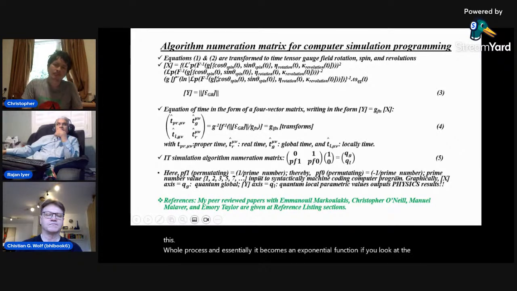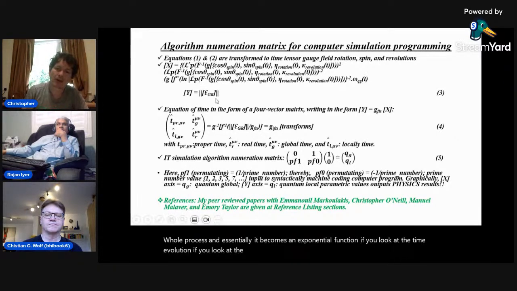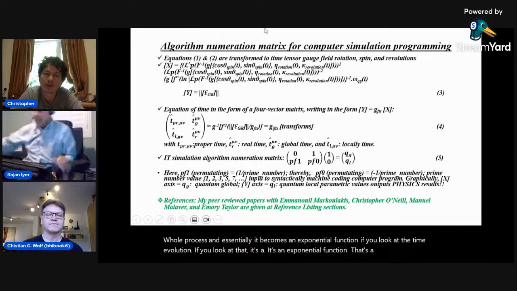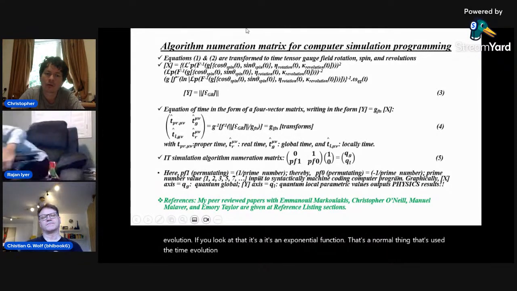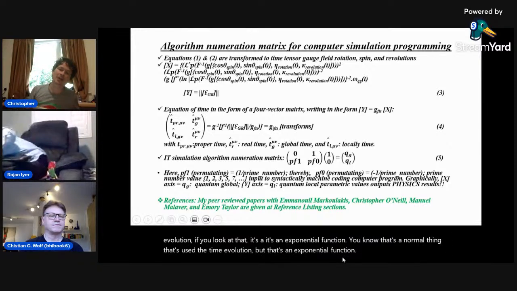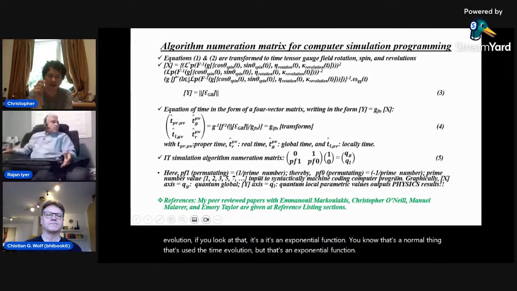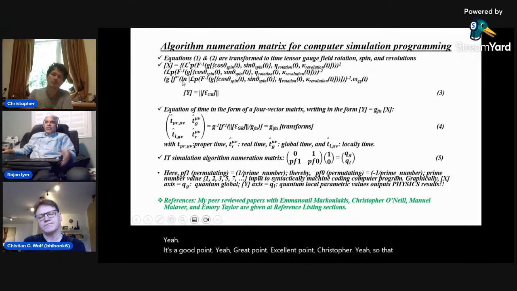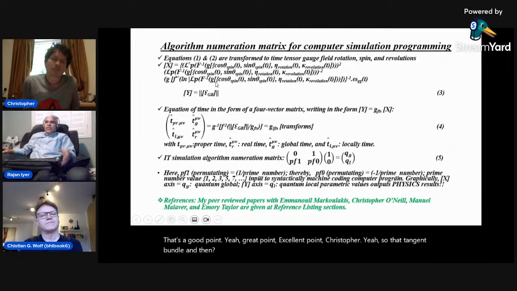If you look at the time evolution, it's an exponential function. That's a normal thing that's used, the time evolution, but that's an exponential function. And then you're taking the Legendre, so as the thing is going exponentially up, you're taking the tangent bundle as it crosses y. Right? A good point. Excellent point, Christopher. So that tangent bundle, and then we have to get into space, right?